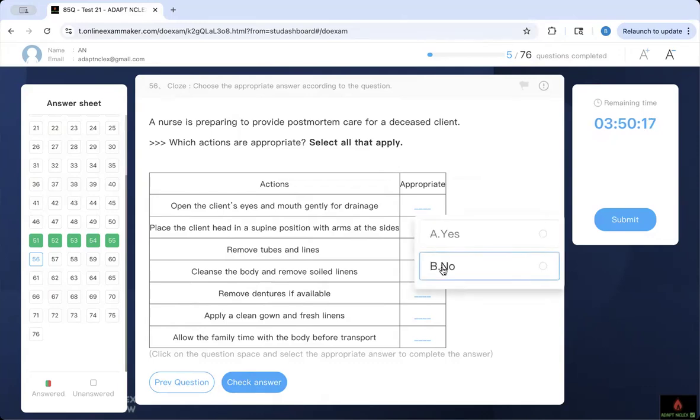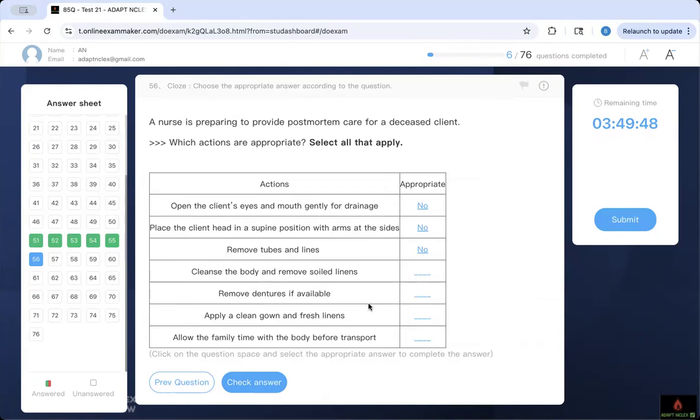This is inappropriate. Open the eyes and mouth wide for drainage. No. Dignity. Eyes should be closed. Place the head in the supine position with the hands. Inappropriate. The face will be full of blood. Inappropriate. Remove tubes and lines. You don't know. You have to ask permission. Is this patient going to have an autopsy? All of this, you cannot just remove them.